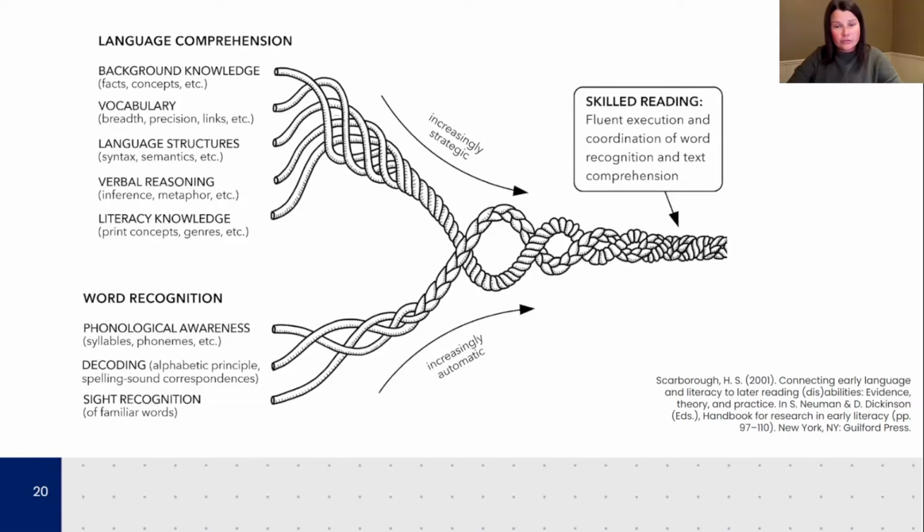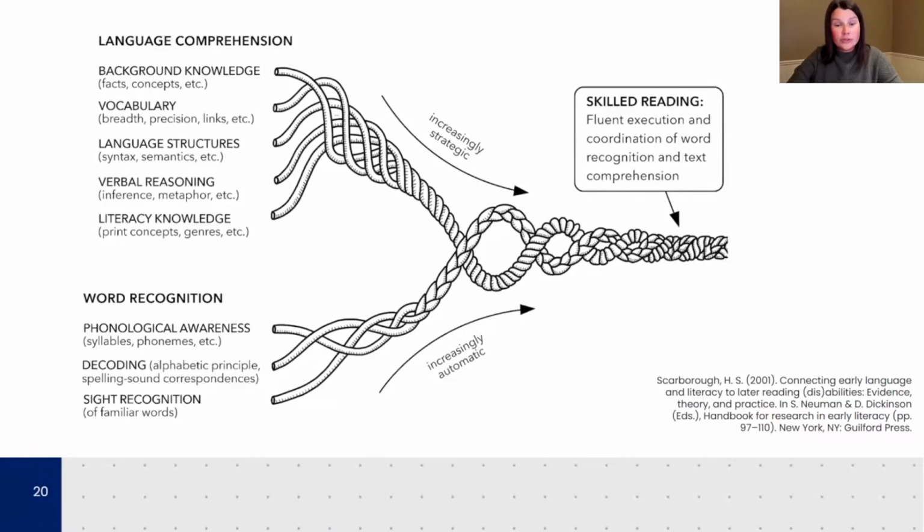The word recognition strand focuses on decoding skills. It includes subcomponents like phonological awareness, decoding, and sight recognition of familiar words. Mastery of these skills leads to automatic and effortless word reading. The language comprehension strand emphasizes understanding meaning. It includes background knowledge, vocabulary, language structures, verbal reasoning, and literacy knowledge. As these subcomponents develop, readers become better at interpreting and engaging with the text.